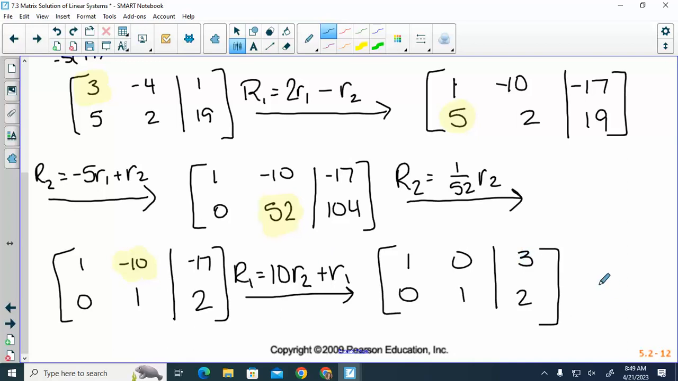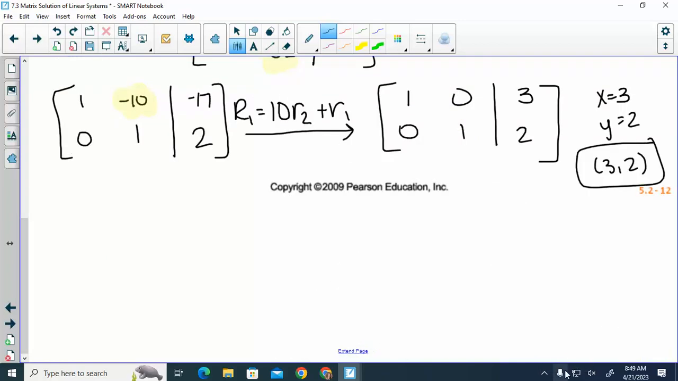3. So what's my solution? X equals 3, y equals 2. Do we order pairs? So 3, 2 is the solution. And that's where we're stopping for today. We will practice this on Monday.